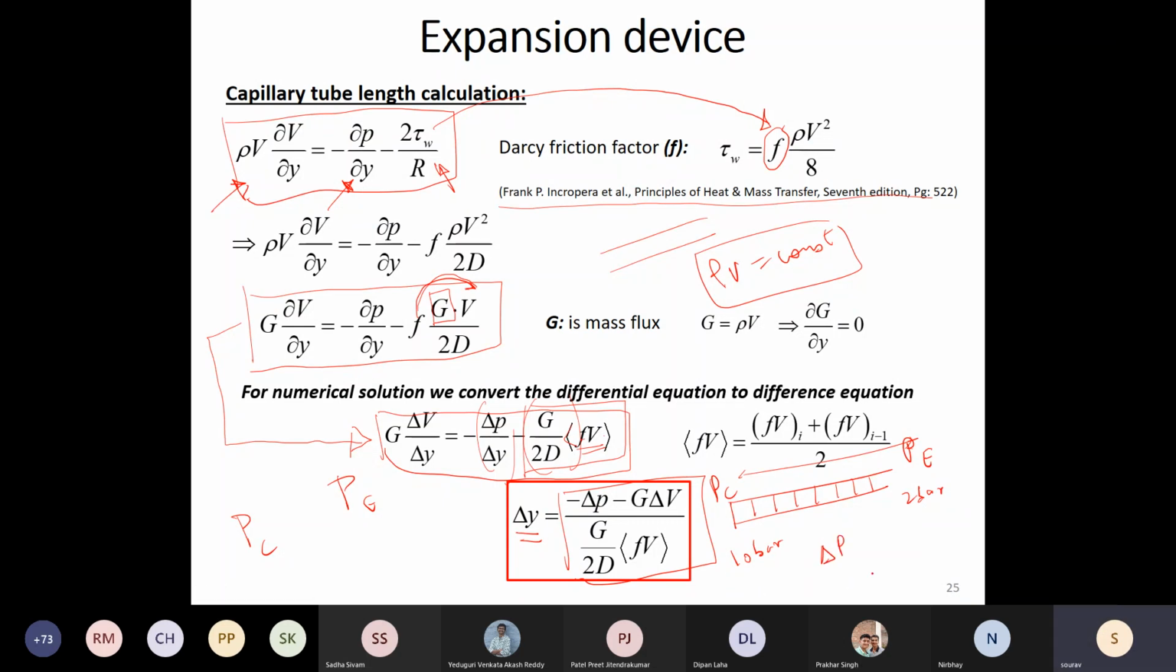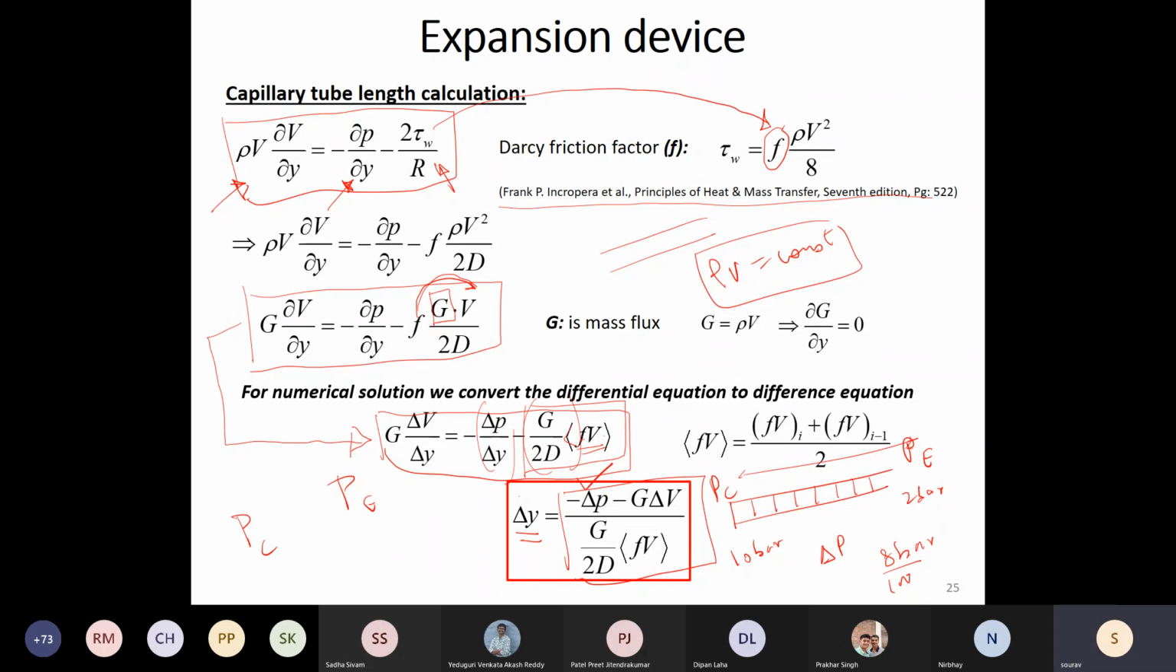So your total pressure drop desired is 8 bar divided by 100 segments. So each delta P is 0.08 bar. So I know delta P, and I will try to find out what is the length required for me to attain this delta P. So this is a reverse problem. Pressure drop is given, I have to find out the length.